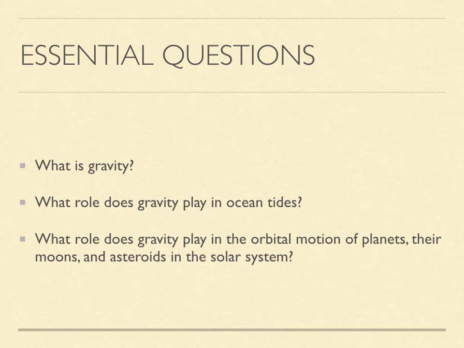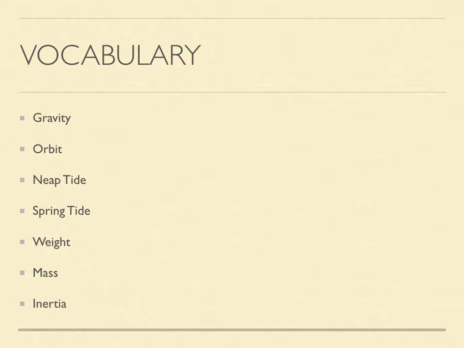The essential questions for today's lesson are: what is gravity? What role does gravity play in ocean tides? And what role does gravity play in the orbital motion of planets, their moons, and asteroids in the solar system? Our vocab words for this lesson: gravity, orbit, neap tide, spring tide, weight, mass, and inertia.